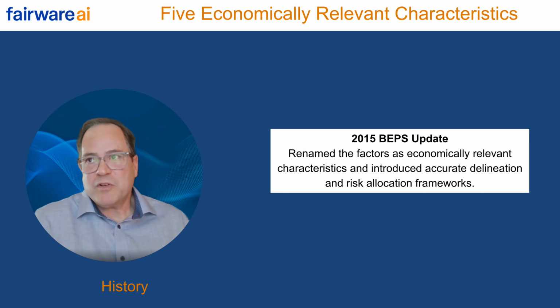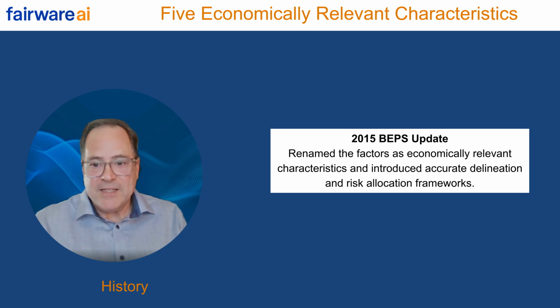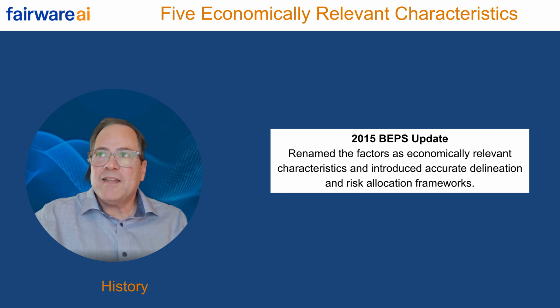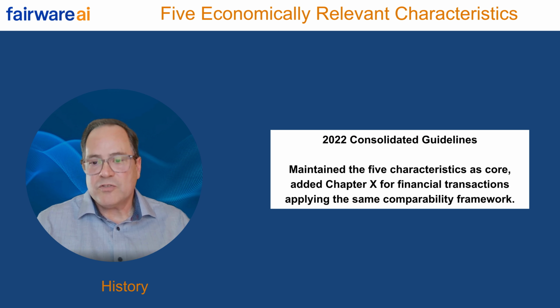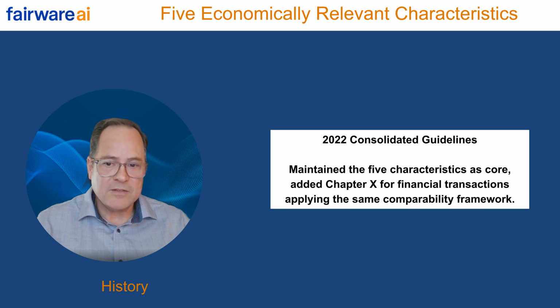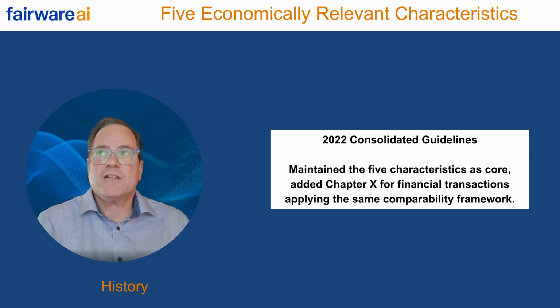How do you handle it if there are different conditions on the risk? That has a very strong impact. And in 2022, they took the 5 economically relevant characteristics and really expanded them in the new chapter 10 on financial transactions, with respect to intergroup loans, guarantees, cash pooling arrangements, and other treasury functions. So that's how it expanded recently in the 2022 version.